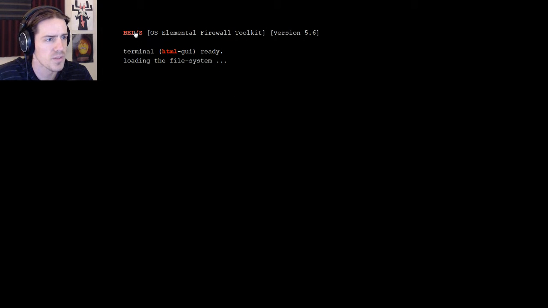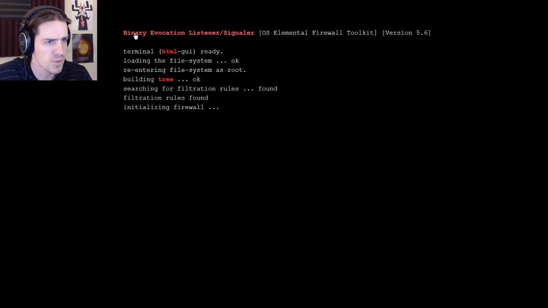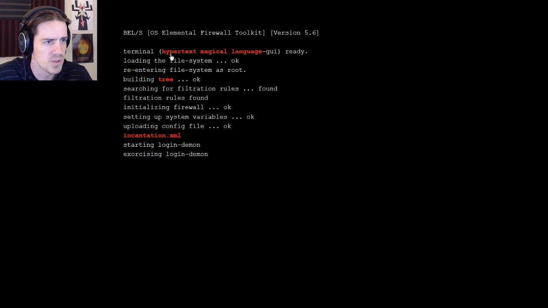Bellis OS Elemental Firewall. Ah, we're a fire elemental wall. Right, that's right. Toolkit version 5.6. Binary Evocation Listener Signaler. Terminal, HTML, hypertext, magical language GUI. Ready? Loading the file system, OK. Re-entering file system as root, building tree, world tree, Yggdrasil. Searching for filtration rules. Filtration rules found. Initialization firewall, OK. Setting up blah blah blah.